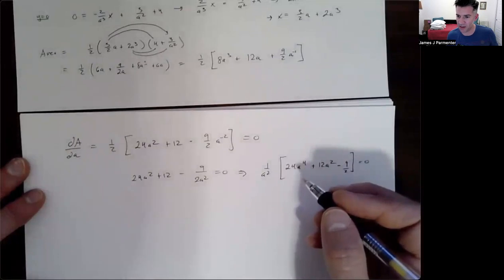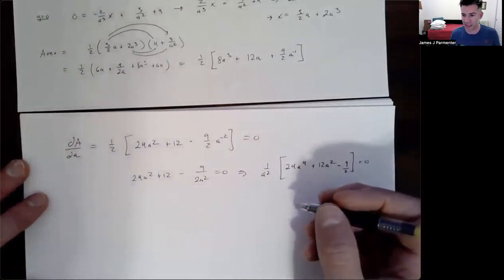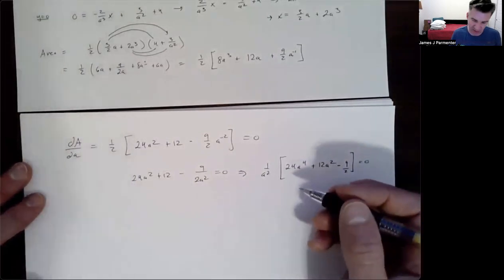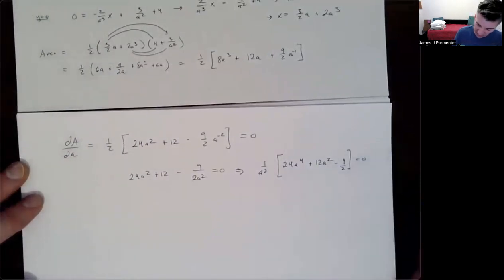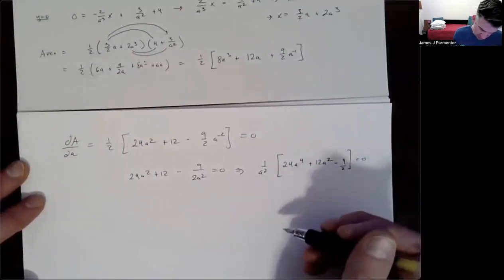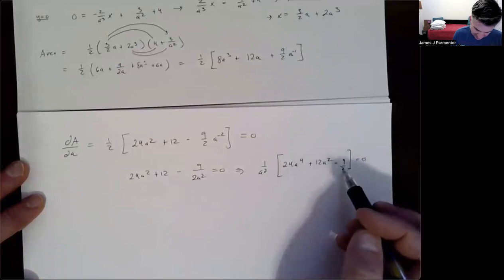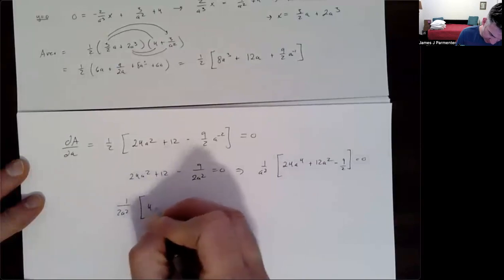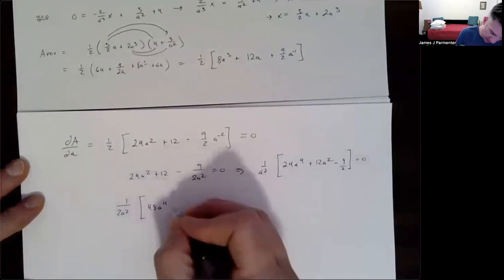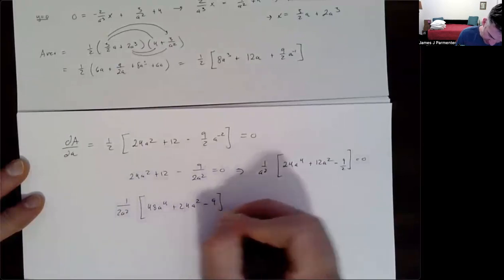Doing it the way I'm doing it is leading me down a path which is not nice. But I would also argue that it's not easy to see exactly what he's done. So I feel like this is where I would probably end up. I factor out the 1/2, so 1 over 2a squared, and I've got 48a to the 4th plus 24a squared minus 9.